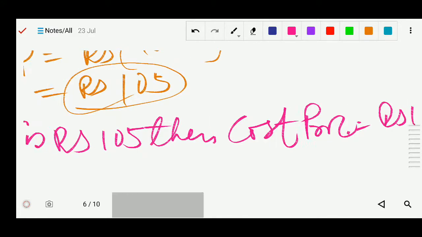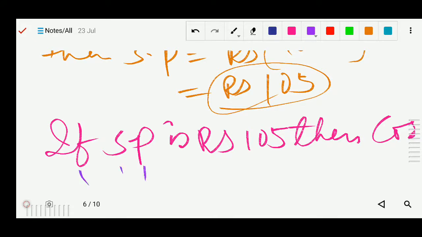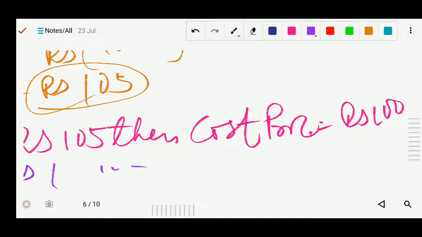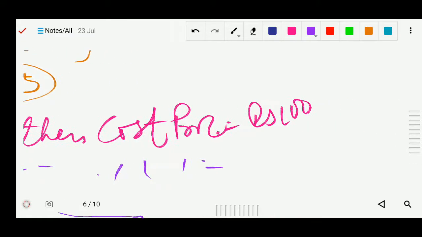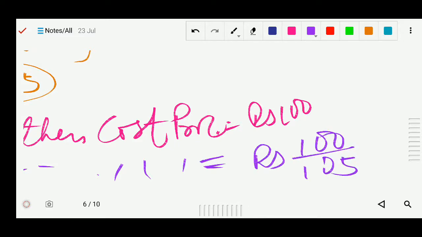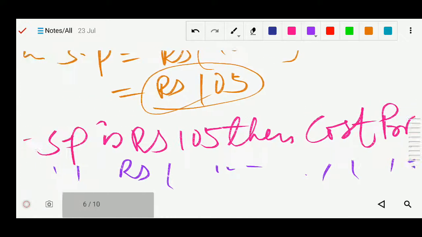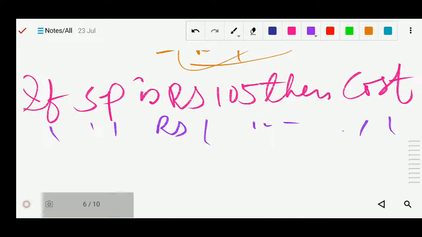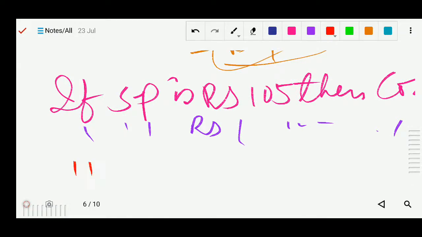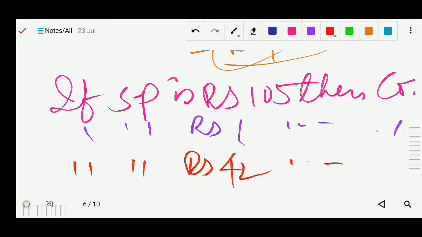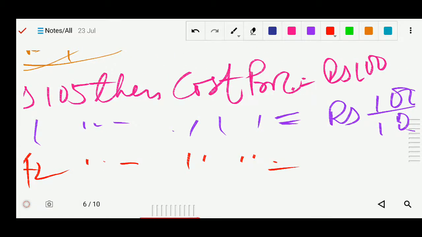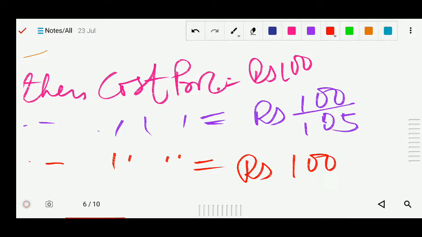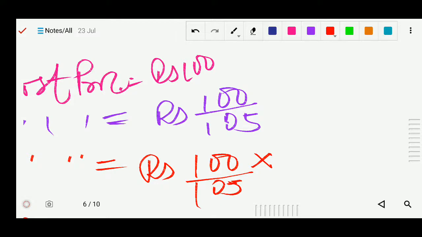Okay, now I will find for one by the unitary method. For the rupees 1 selling price, the cost price will be rupees 100 divided by 105. Next, SP is given as 42, so for the SP of rupees 42, it will be rupees 100 by 105 multiplied by 42, so right here 42 by 1.